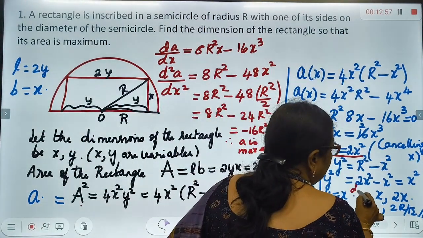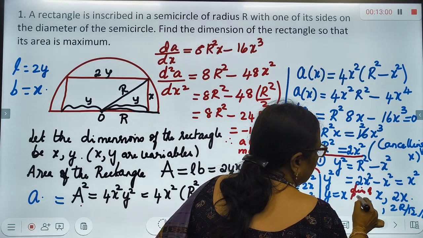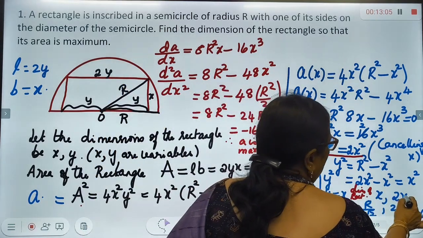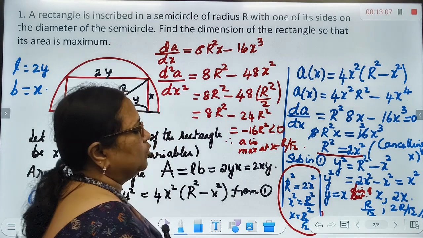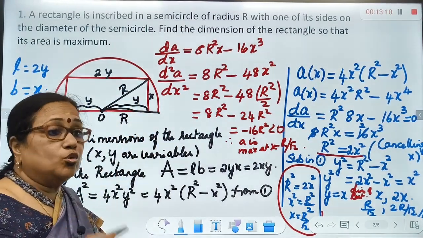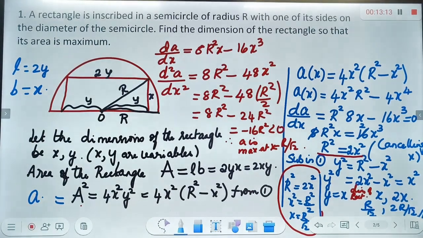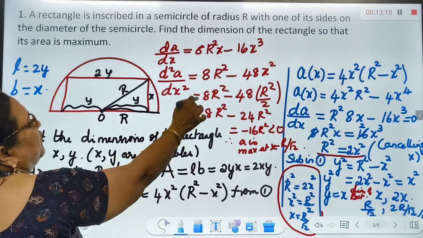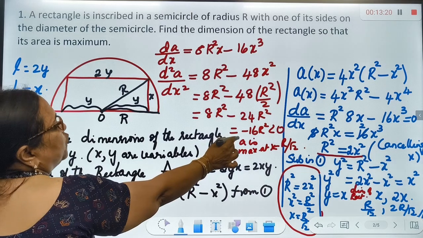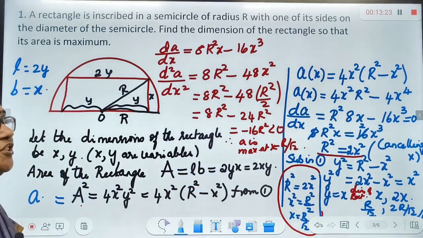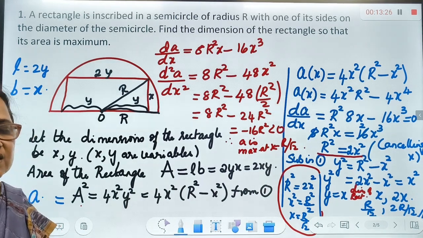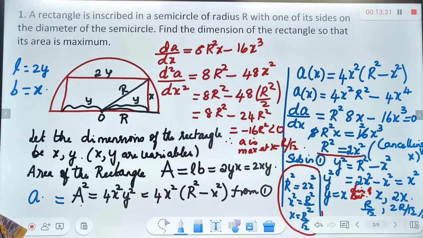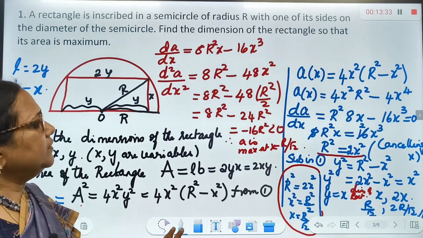Therefore, the dimensions of the rectangle will be what? X and 2y, but y is x, so x and 2x. So r by root 2 and 2r by root 2, or r by root 2 and root 2r will be the dimensions of the rectangle in order for the area to be maximum. We have also justified this by finding d square a by dx square and proving that it is minus 16r square, which is less than 0. The second derivative is negative at a particular value of x. Then for that value of x, area is maximum. Is it clear?